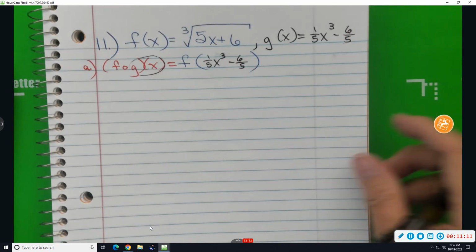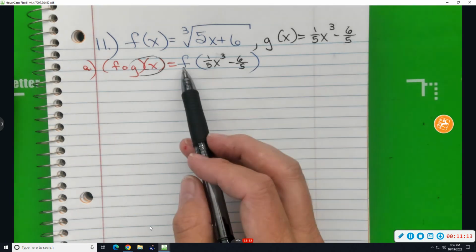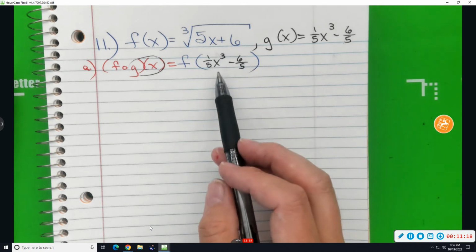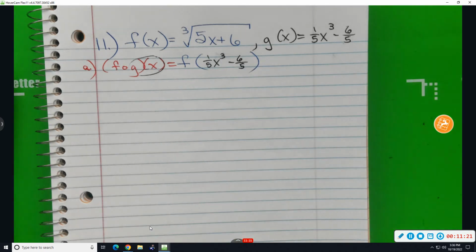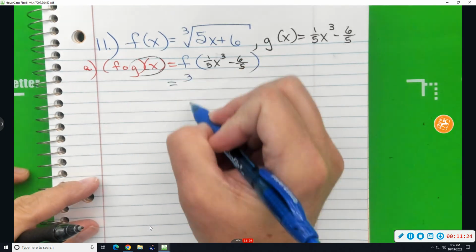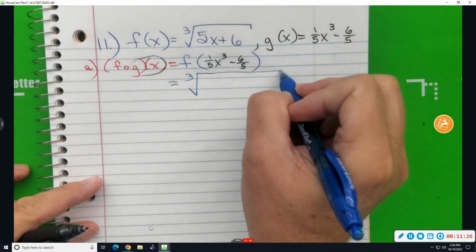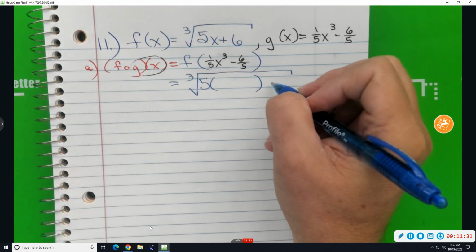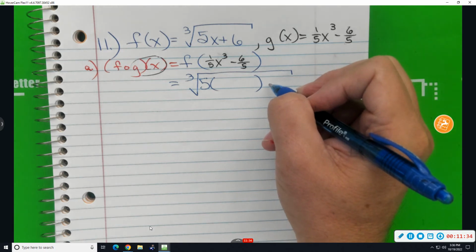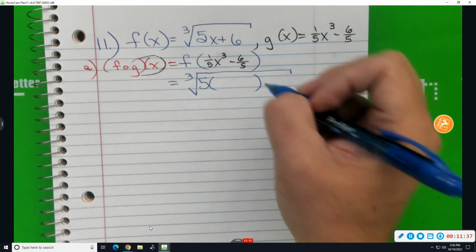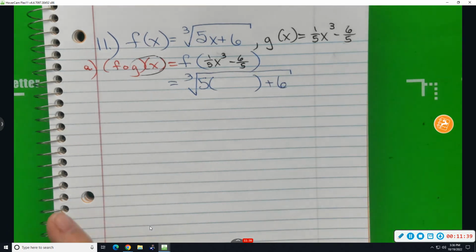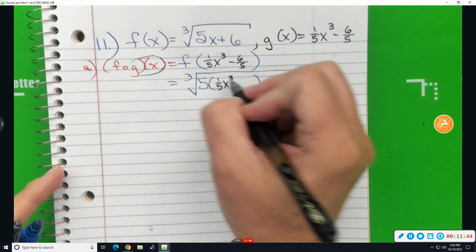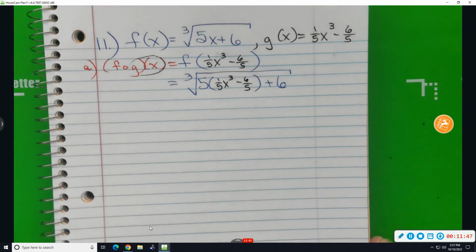There, I'll zoom in a little bit. So this says go to f, and wherever you see a variable, replace it with the stuff in the parentheses. So I have that cube root. I have 5 times the stuff. What else do I have underneath this radical? The plus 6. And I have the 1/5 x cubed minus 6/5.